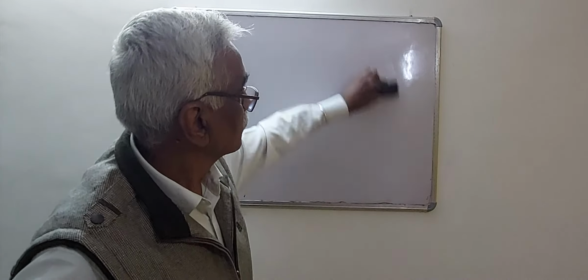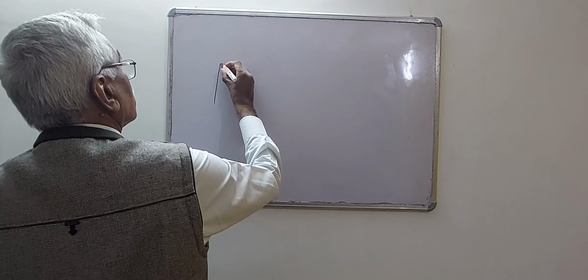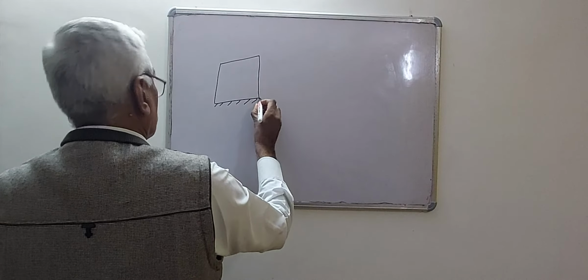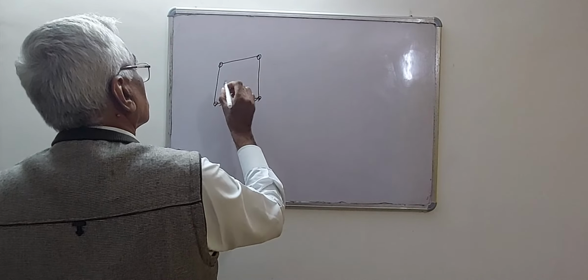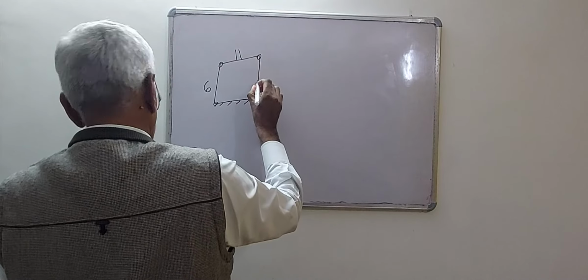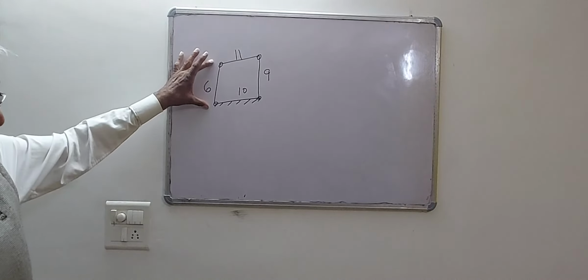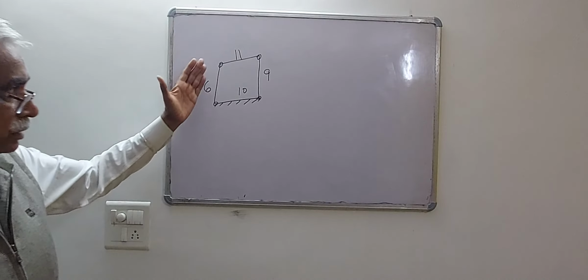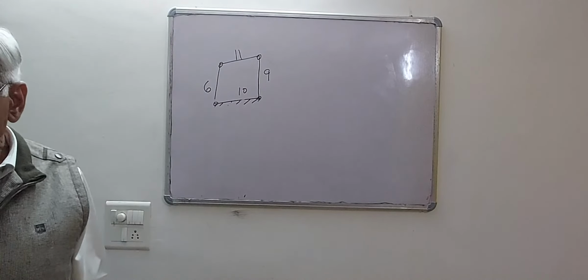Now I present the third figure. The links are 6, 11, 9, and 10. The smallest link is the crank, and the link adjacent to it is the fixed link. So it is a crank rocker mechanism.